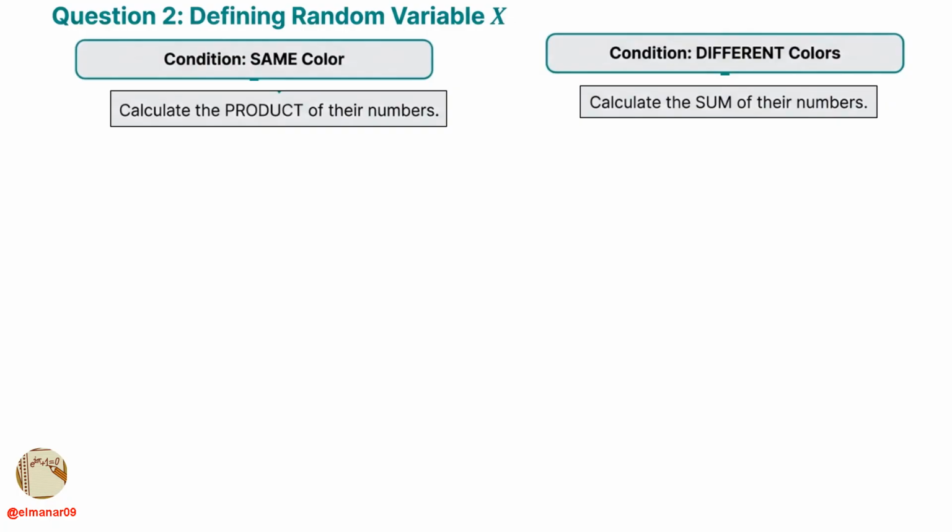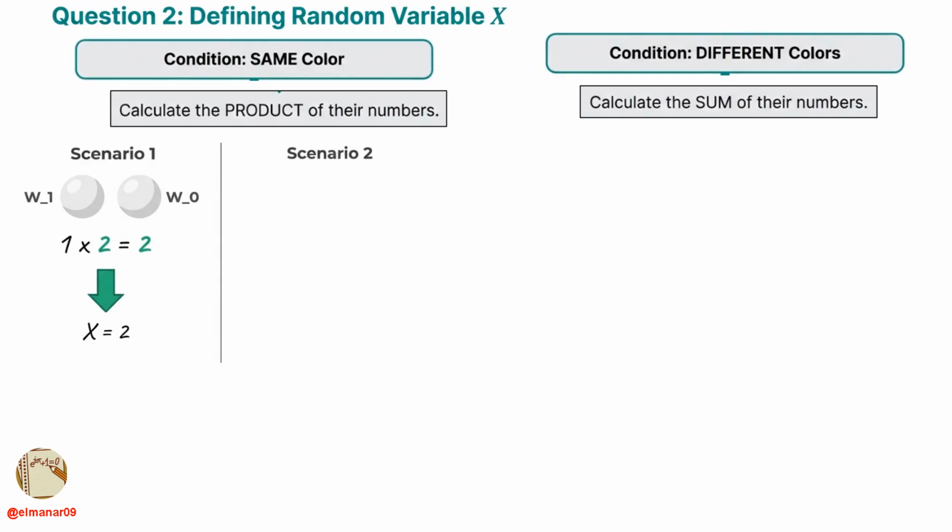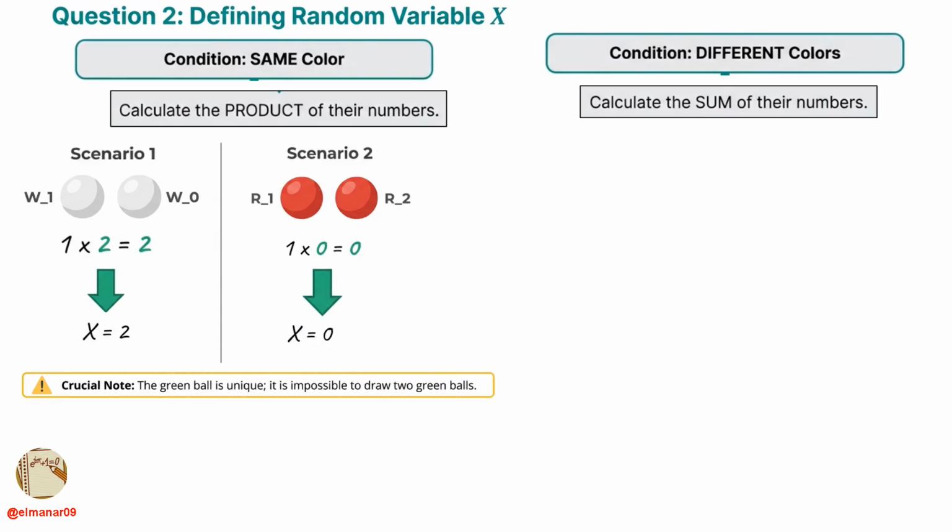Number 2, the first case, balls of the same color, the product. Let's look at our scenarios on the left side of the image. Scenario 1, the whites. We draw two white balls, W1 and W2. Look at the operation. 1 times 2 equals 2. So in this specific case, our variable x takes the value 2. Scenario 2, the reds. We draw two red balls, R1 and R2. Here, the calculation gives us 1 times 0 equals 0. Therefore, the value of x is 0.